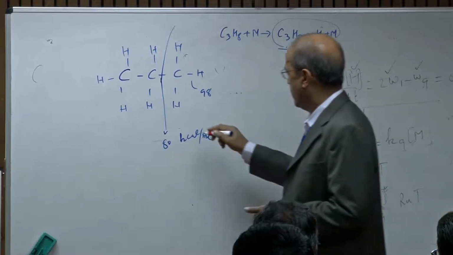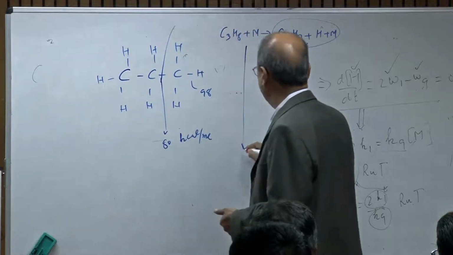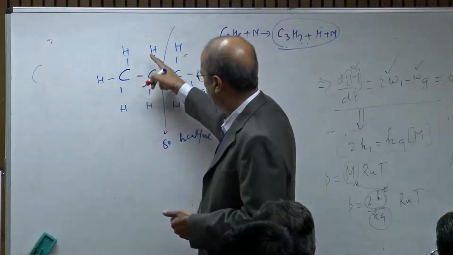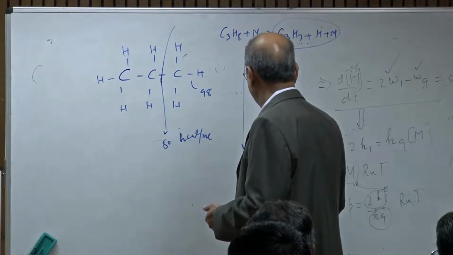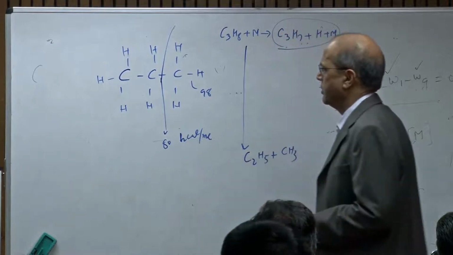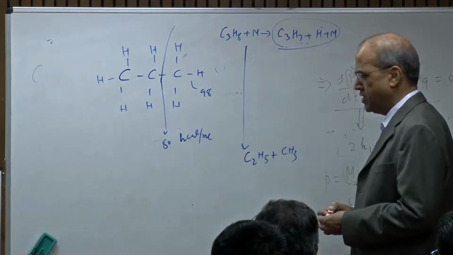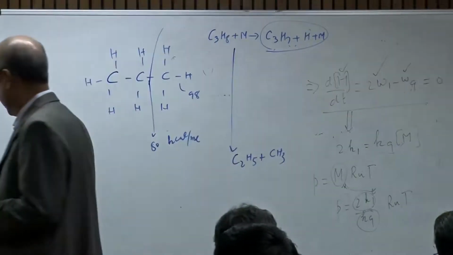If the CC bond breaks, the path will be C2H5 plus CH3. That is commonly the initiation step for larger hydrocarbons.